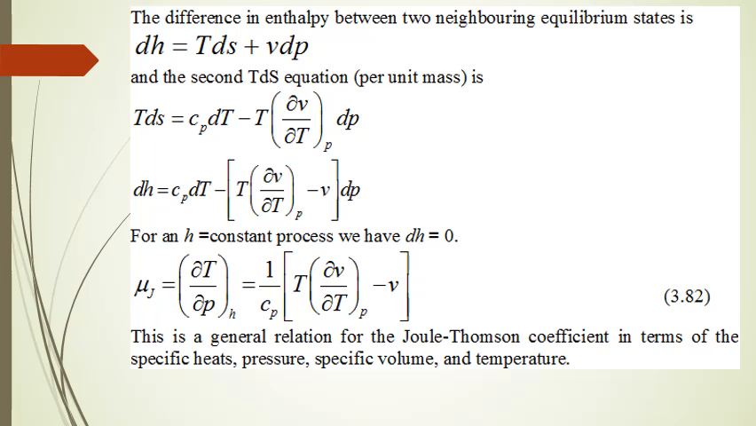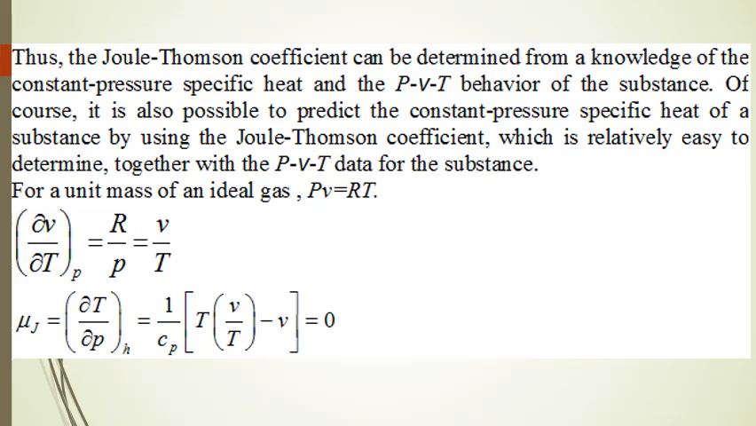Hence, the Joule-Thomson coefficient, which is equal to del T upon del P at constant H, will become equal to 1 upon Cp into T into del V upon del T at constant pressure, minus V. So this is basically the general relation for the Joule-Thomson coefficient, which can be determined from the knowledge of pressure, specific volume, temperature and the PVT behavior of the substance. Of course, it is also possible to predict the constant pressure specific heat of a substance by using the Joule-Thomson coefficient, which is relatively easy to determine, together with the PVT data for the substance.